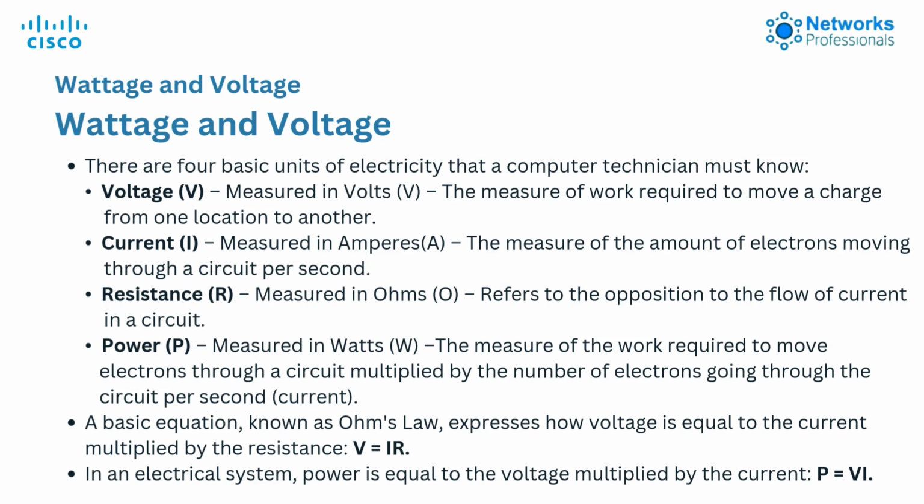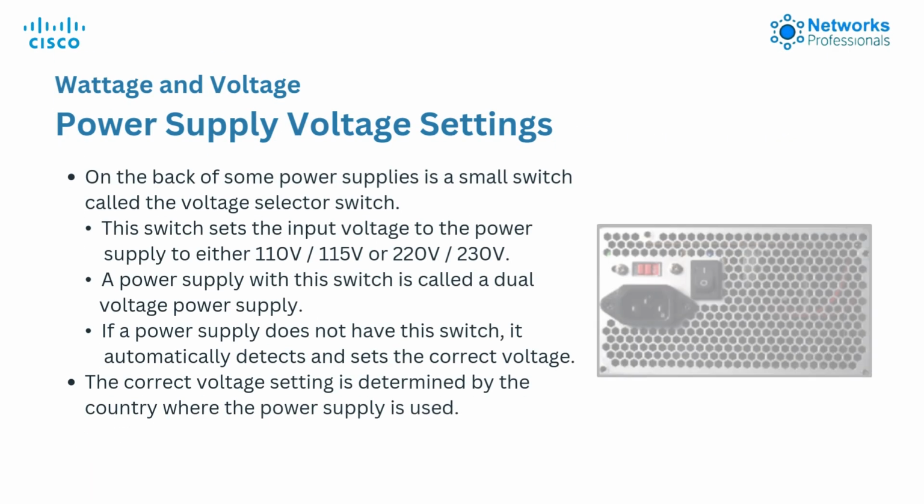Current. A basic equation, known as Ohm's law, expresses how voltage is equal to the current multiplied by the resistance. V equals IR. In an electrical system, power is equal to the voltage multiplied by the current. P equals VI.